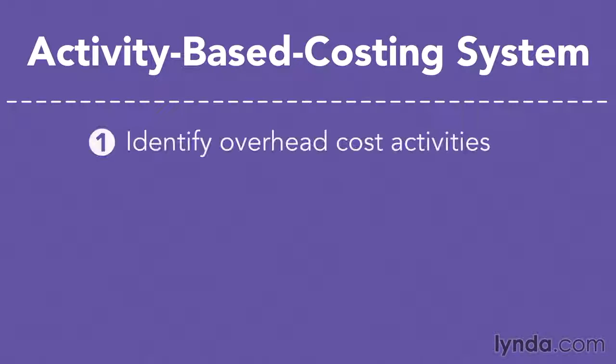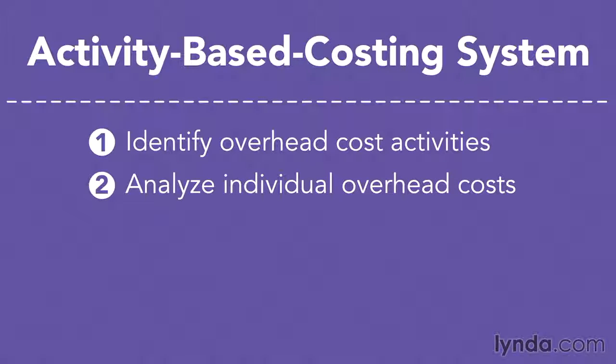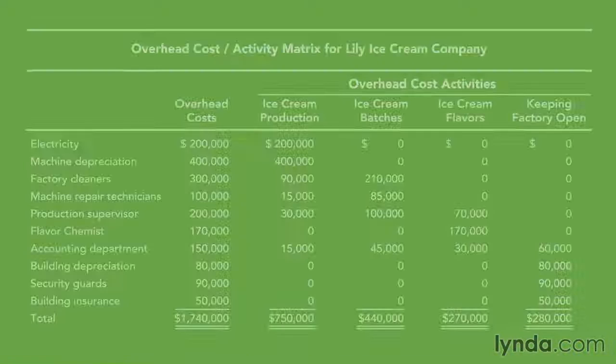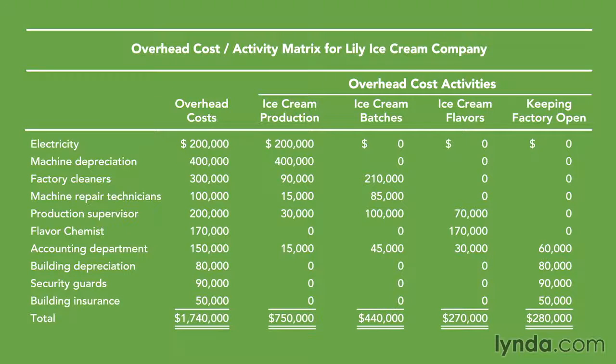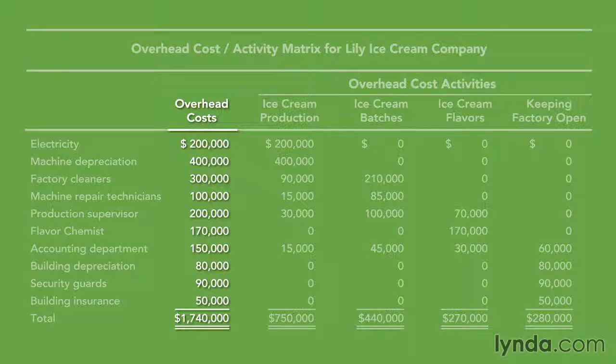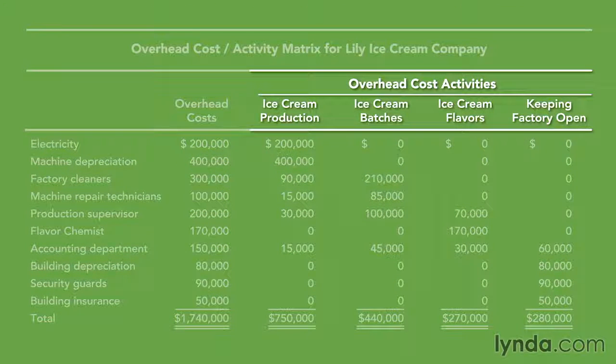Okay, so the next step is to analyze individual overhead costs in terms of the cost activities we just identified. For Lilly Ice Cream Company, recall that the total overhead cost is $1.74 million created by 4 different activities. The components of the overhead cost and the 4 activities are shown here.